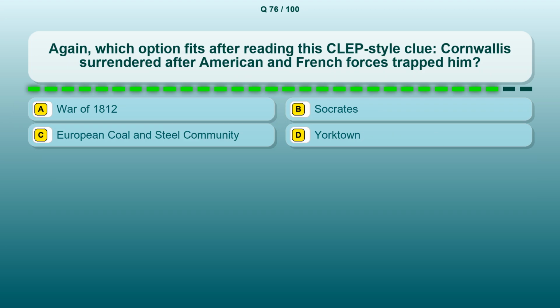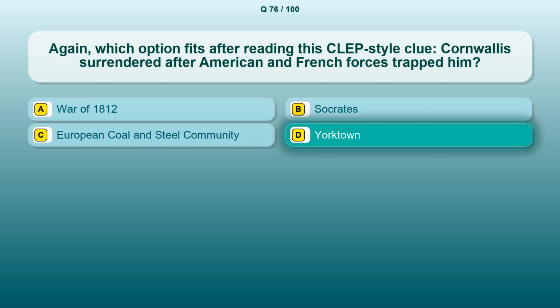Question 76. Again, which option fits after reading the CLEP-style clue? Cornwallis surrendered after American and French forces trapped him. Option A, War of 1812. Option B, Socrates. Option C, European Coal and Steel Community. Option D, Yorktown.